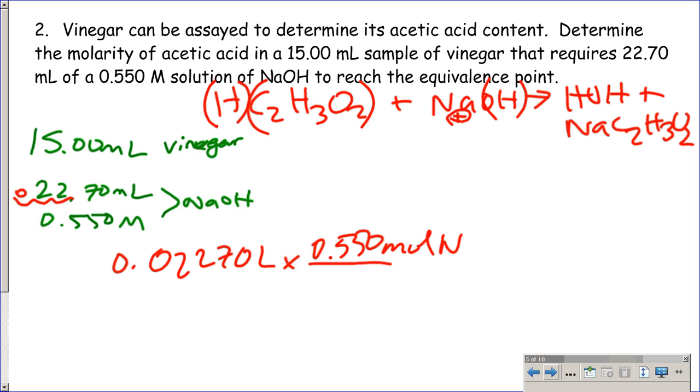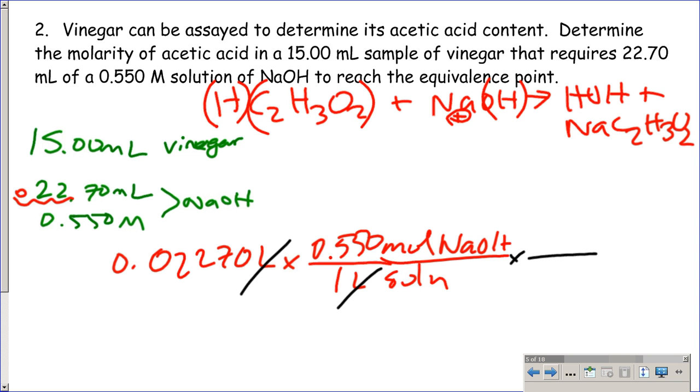Moles of sodium hydroxide over 1 liter of solution. So I just took molarity and broke it into the two units of moles over liters. That allows liters and liters to cancel. Now I've got moles of sodium hydroxide. Now what do I do? I don't care about sodium hydroxide.